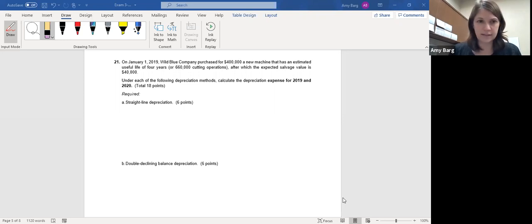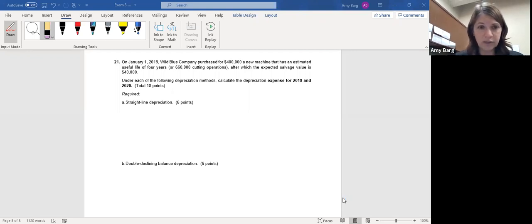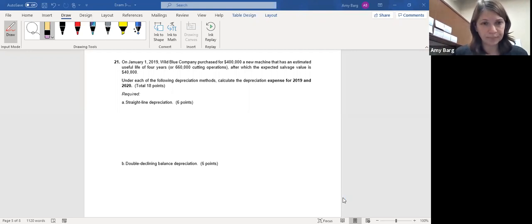So let's get started. On January 1st, 2019, Wild Blue Company purchased for $400,000 a new machine that has an estimated useful life of 4 years or 660,000 cutting operations, after which the expected salvage value is $40,000. And so now it's going to ask us to calculate depreciation expense for 2019 and 2020 using these 3 different methods. So straight line is actually pretty easy.